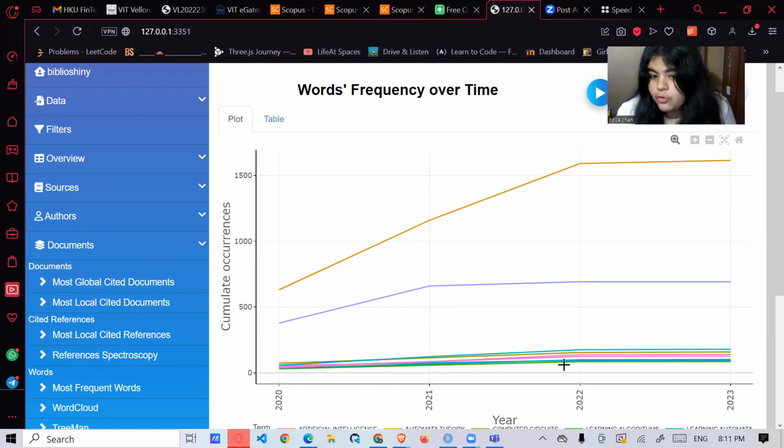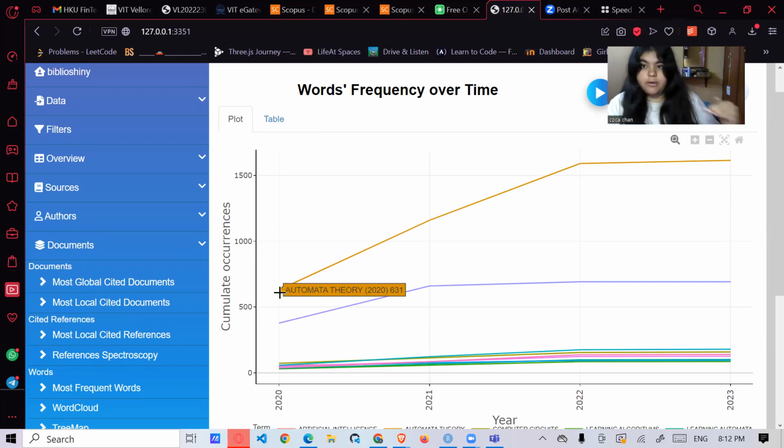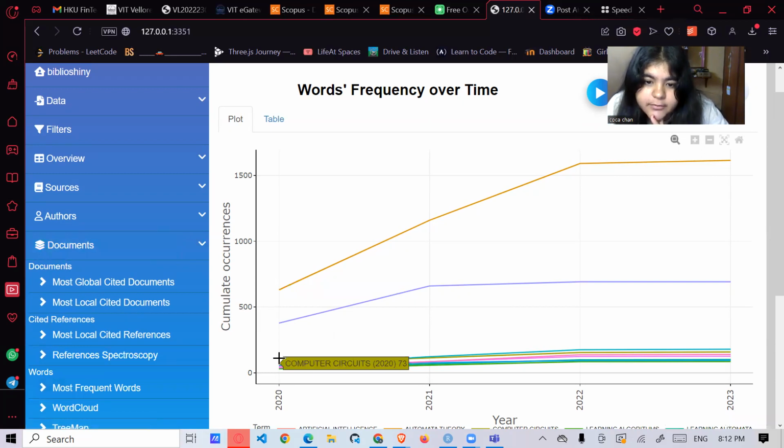If you go over a relatively longer time span, you can still understand that it was comparatively used less in 2020, like it was 631. In 2019 it was probably lower than that. So you can really see the growth of the term over time. On the other hand, for example, computer circuits was 73 and then it became 155. So it doubled in 2 years.